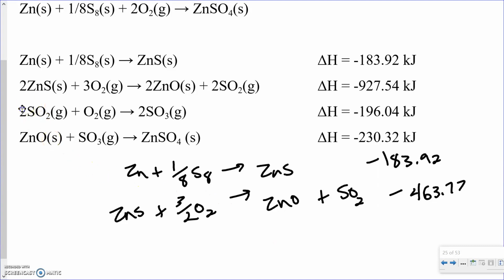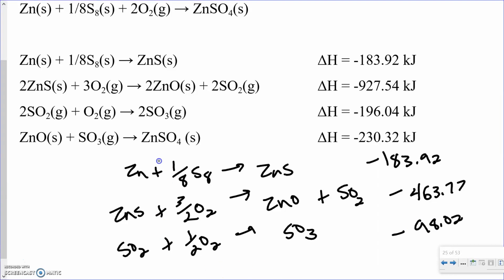My next reaction I'm also going to leave alone. The reason being is because I have my sulfur dioxide on the opposite side where I want it. Again, my problem is I have 1 here and 2 here, so I'm going to half that reaction as well. So I'm going to draw my arrow, and I'm going to end up with 1/2 oxygen plus sulfur dioxide going to sulfur trioxide. And that means I'm going to half my negative 196.04. I'm going to leave it the way it is in terms of sign, meaning it's going to stay negative. So I'm going to end up with negative 98.02.